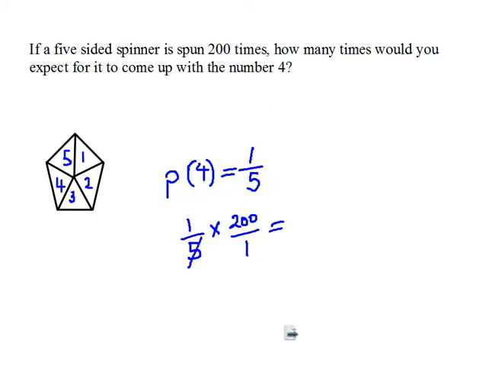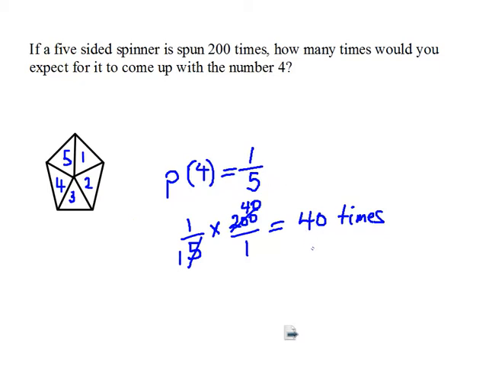So again, we can just reduce here. 5 goes here once. 5 will go here 40 times. And so our answer is 40 times. So if we spin this spinner 200 times, we would expect it to come up with the number 4 40 times. And that makes sense because we would expect to get the number 1 40 times, the number 2 40 times, the number 3 40 times, the number 4 40 times, and the number 5 40 times. So altogether, that takes up the 200 times that we spun the spinner.